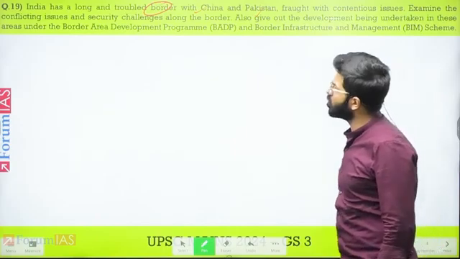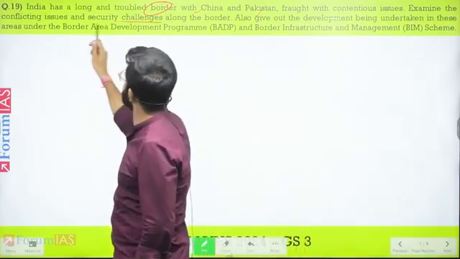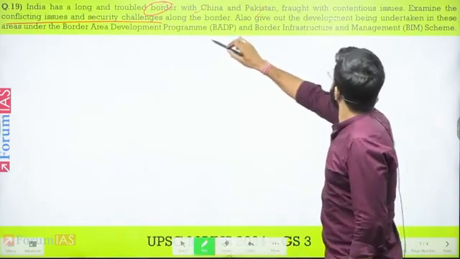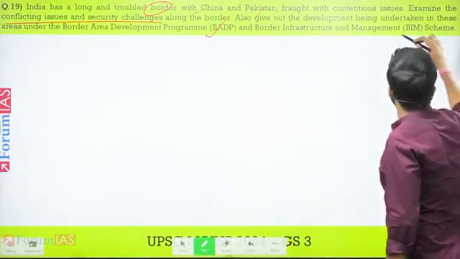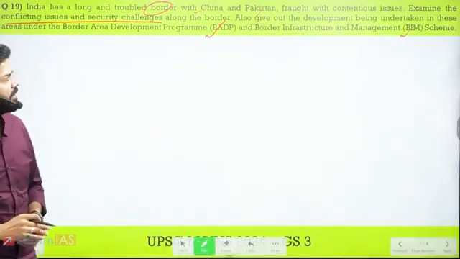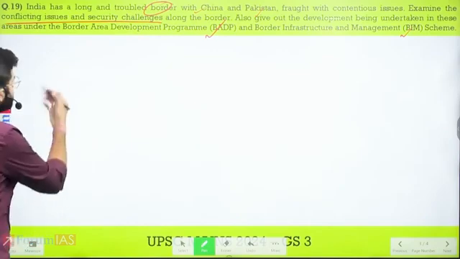And we have to examine the security challenges and conflicting issues at these borders. And then we have to seek what has been done under these two schemes, BADP and BIM schemes, right? So we know the context. It is a 15 marker.